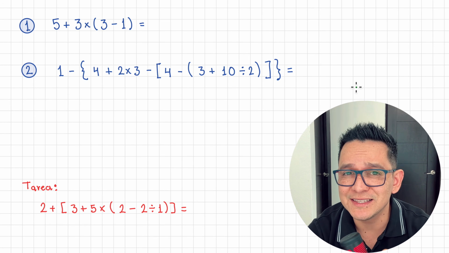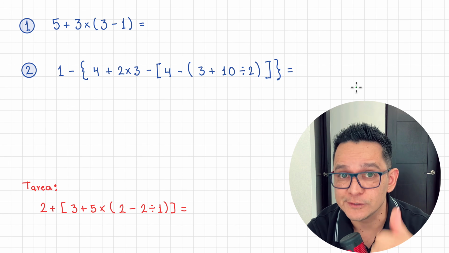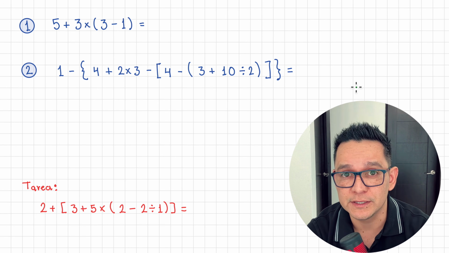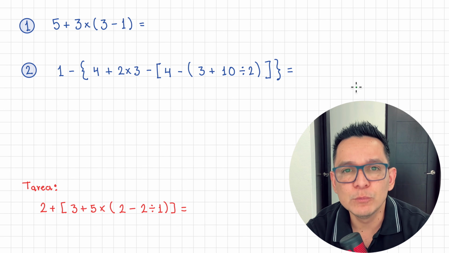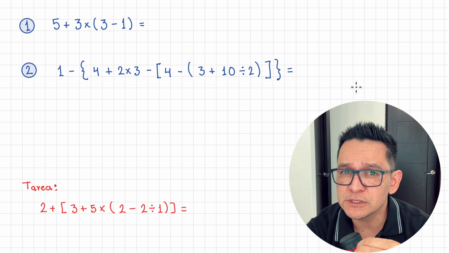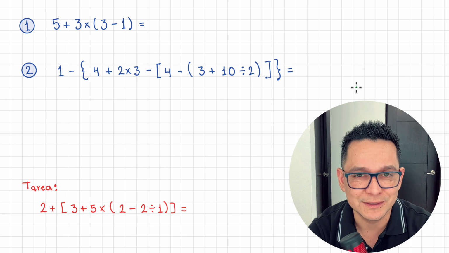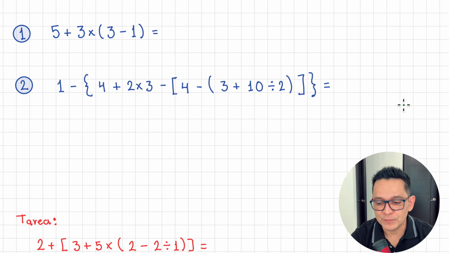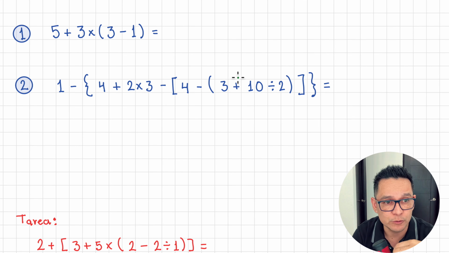In this video, I'm going to explain in detail how to solve combined operations that include addition, subtraction, multiplication, division, and grouping symbols. Please pay close attention because I'm going to work through two problems and then you'll have to do one as homework. So really, please pay attention. Let's start with this one, which is super simple, so you can see how we need to solve it.